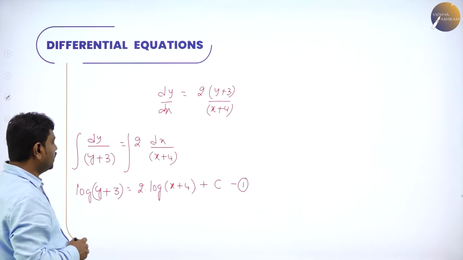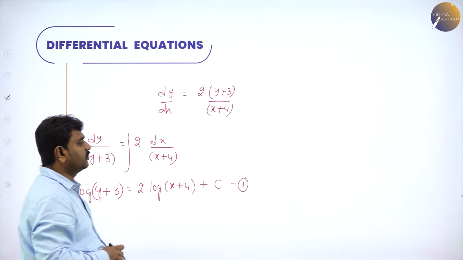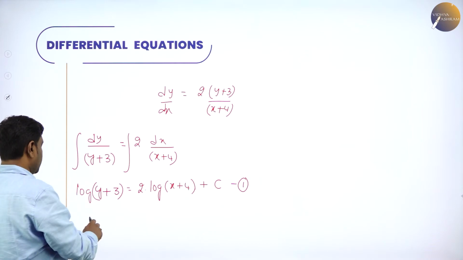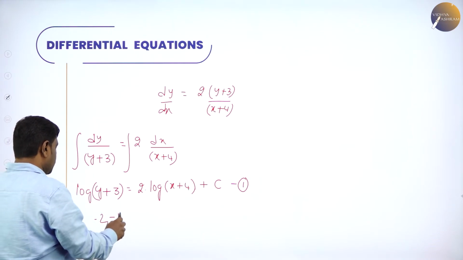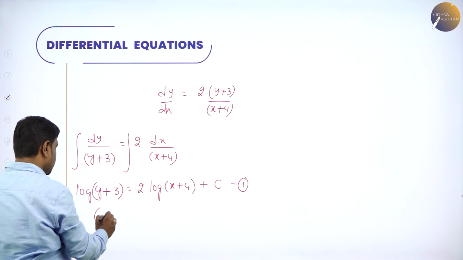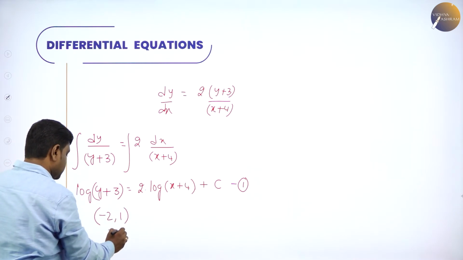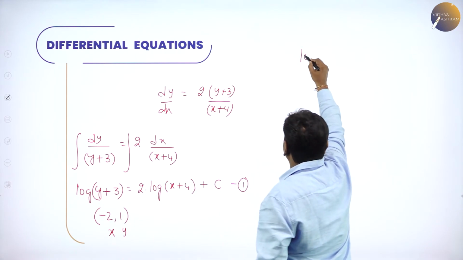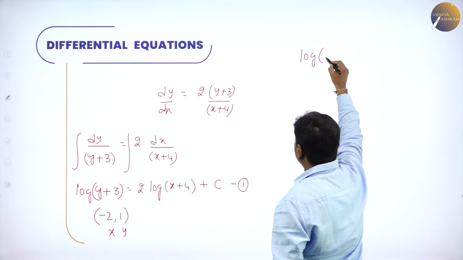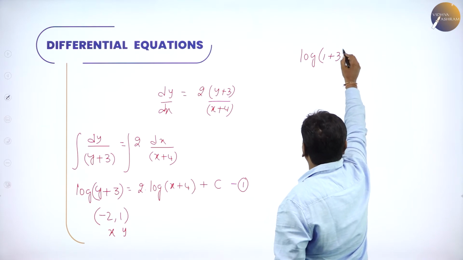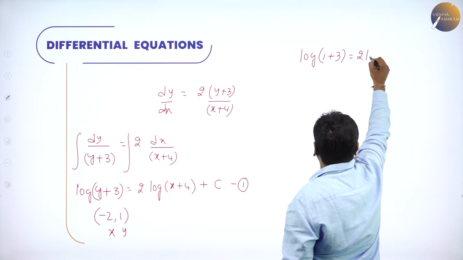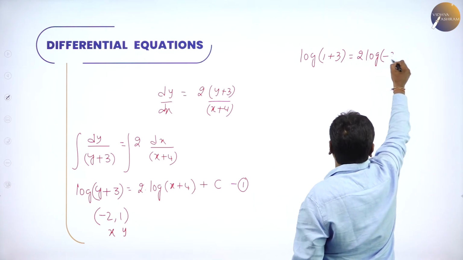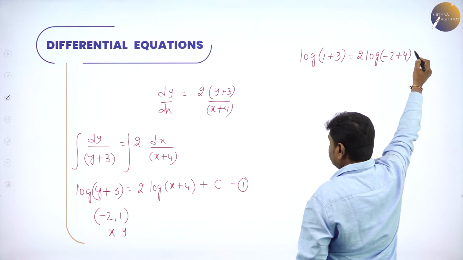c is the integral constant. In order to find the integral constant, they gave a hint. What is the hint given? The point is minus 2, comma 1. This is x, this is y. In the place of x and y, substitute it. So it will become log of (y plus 3), what is y? 1 plus 3, is equal to 2 times log of (x plus 4), what is x? Minus 2 plus 4, plus c.